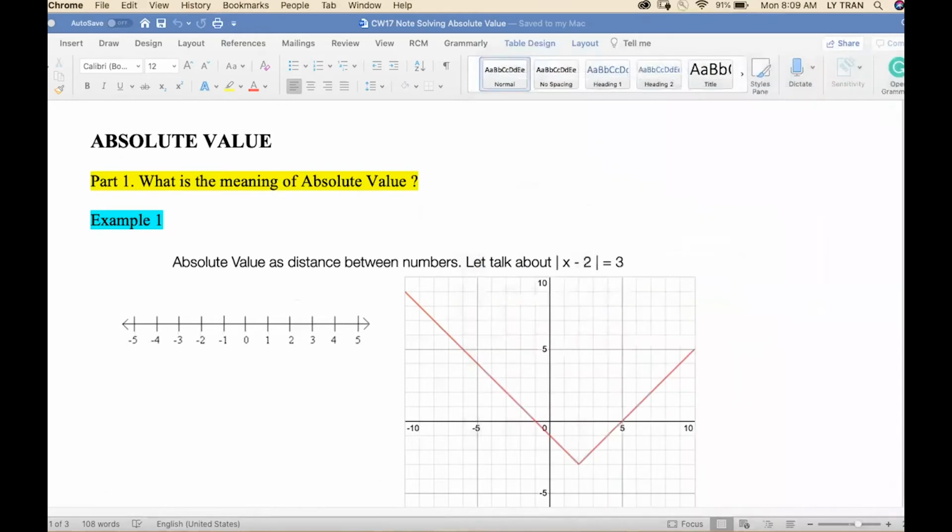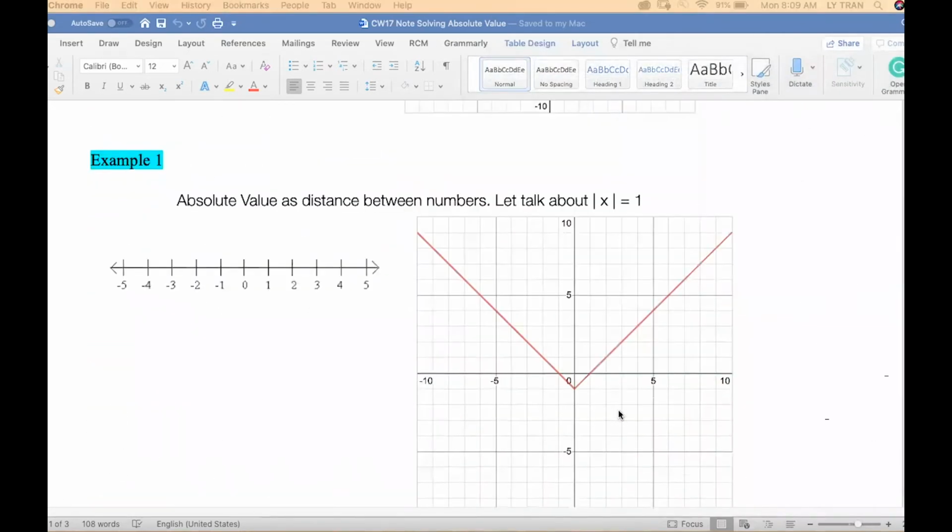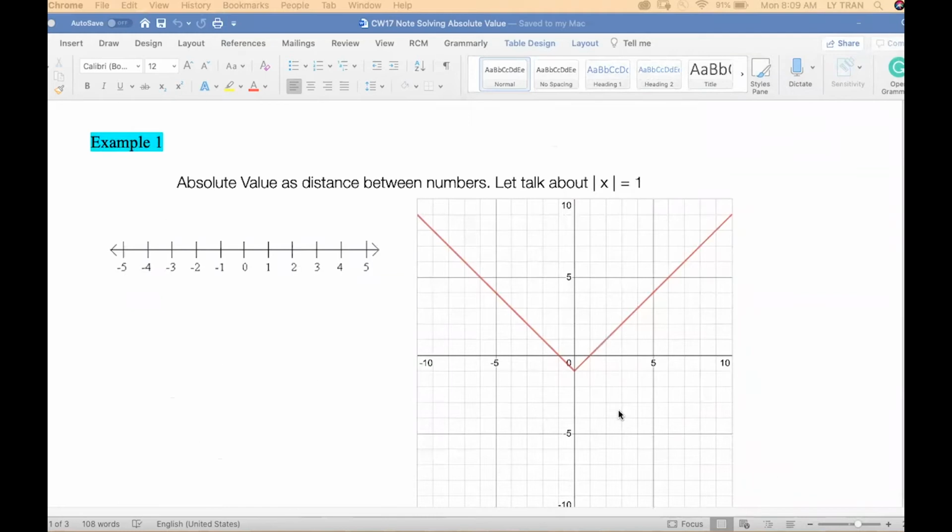So let's do one more example. We would like to try this one. Absolute value is the distance between numbers, remember that?